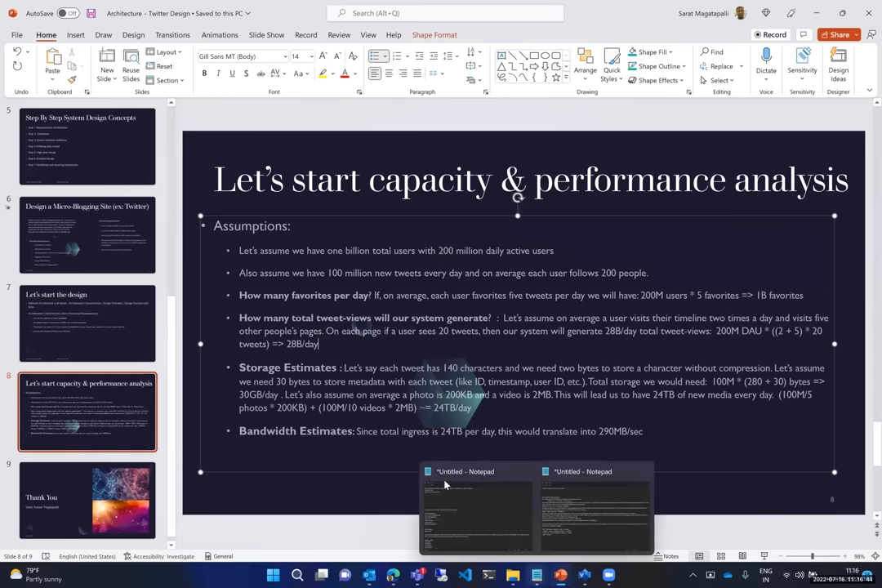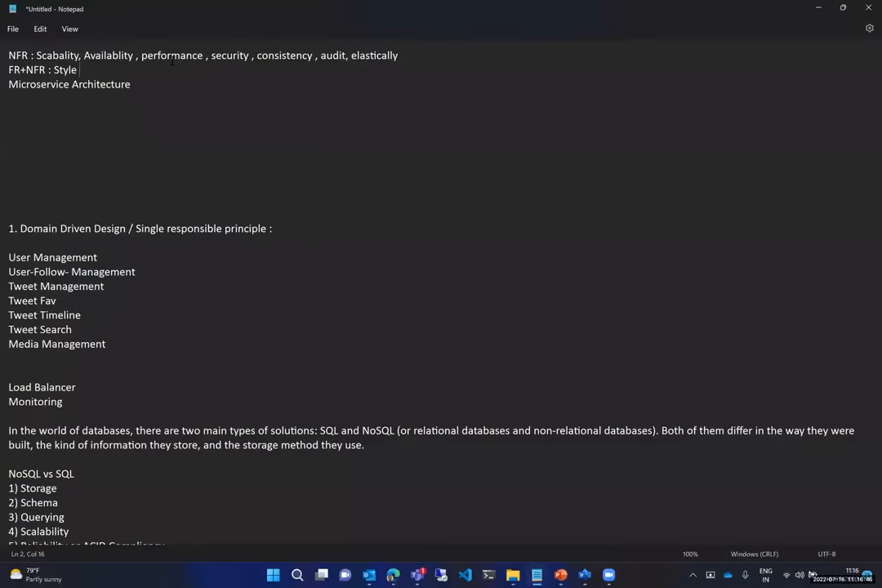Cool. Fine. Right. So this is what we had. So what we have identified: functional requirements, non-functional requirements. Based on this, we have identified the architectural style, which is microservice architecture. Okay. So architectural style has been identified.